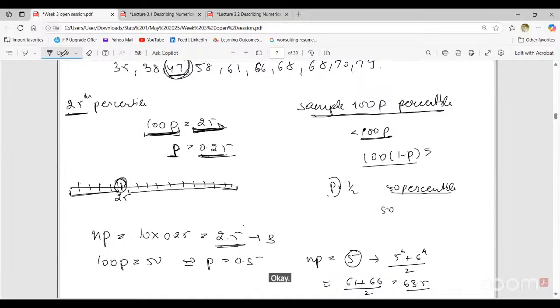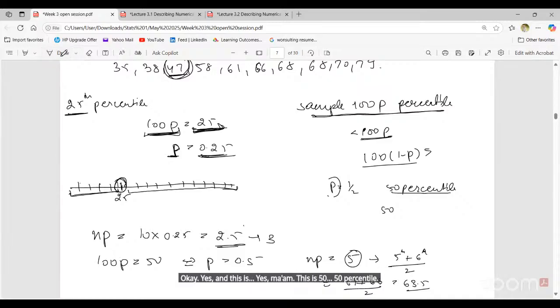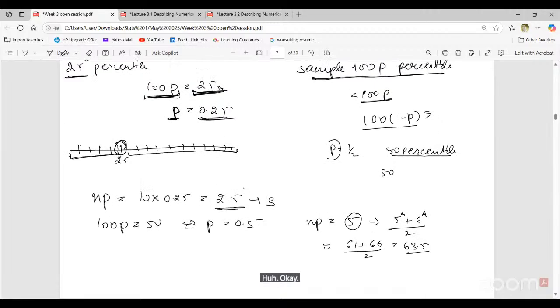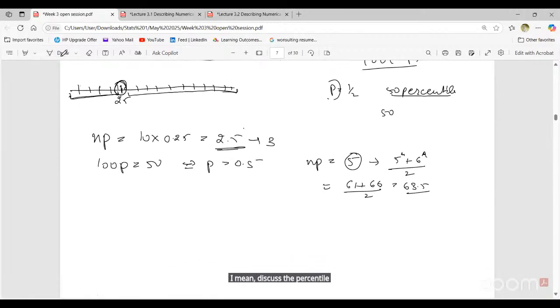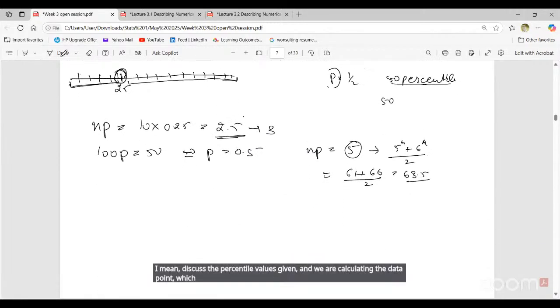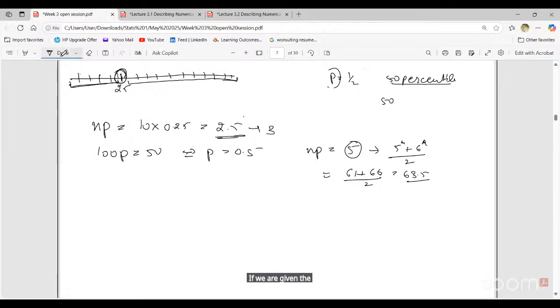How to calculate the percentile? This is the 50th percentile. In this case, the percentile value is given and we are calculating the data point which gives that percentage. But if we are given the data and asked to calculate the value of the percentile, that we will do in the next session.